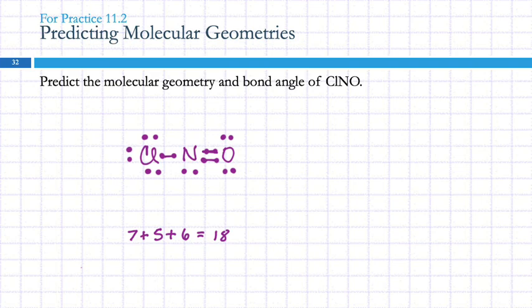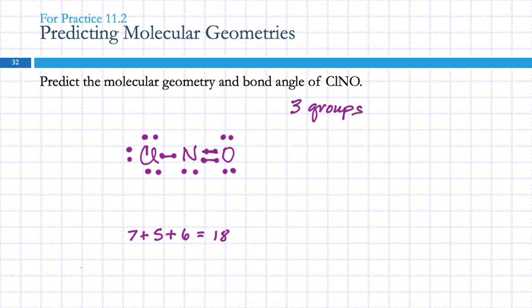Now what am I going to do? Am I going to look at the chlorine? I want to look at the atom that's in the middle, right? I'm going to look at the center one and say, well, how many electron groups are there? 3. Single bond is one group, a double bond is one group, a lone pair is one group. 3 groups.